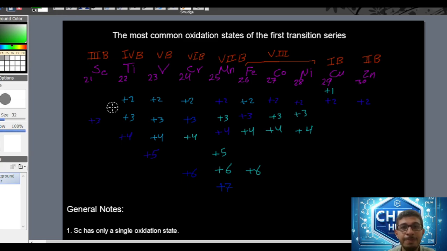Welcome in another video. Today we are going to discuss the most common oxidation states of the first transition series, starting from Scandium 21 till Zinc 30. So let's start. As we can see here, the most common oxidation state of Scandium is positive 3, since Scandium tends to lose its 3 electrons from the 4s sublevel and 3d sublevel.